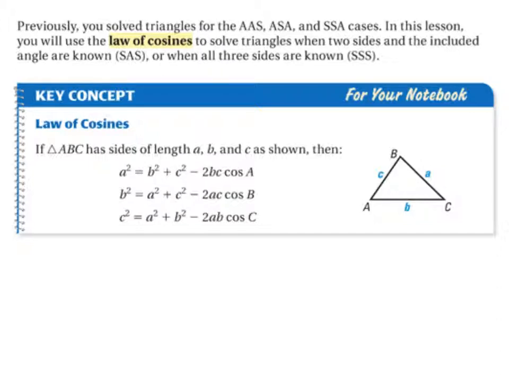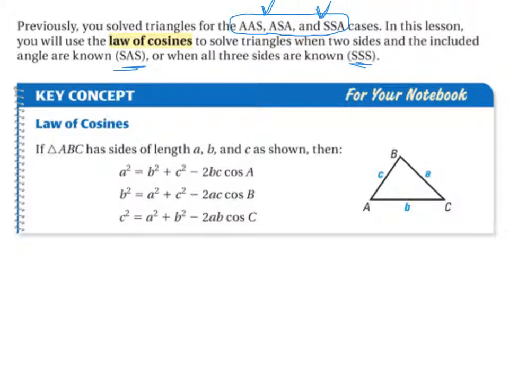We spent last lesson talking about the law of sines. Today we are talking about the law of cosines. Previously, for the law of sines, we did angle, angle, side, angle, and side, side, angle cases. Remember, these were the easy ones. This I had to analyze a little bit more. In this lesson, you'll use the law of cosines to solve triangles when two sides and the included angle are known, or when all three sides are known. So now we're doing side, angle, side, and side, side, side.